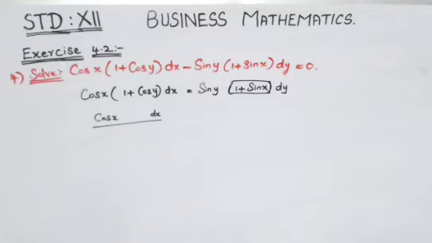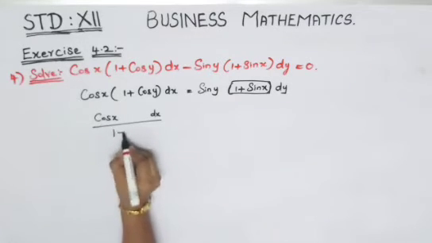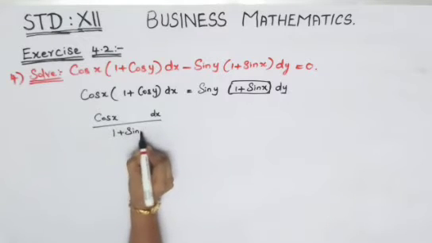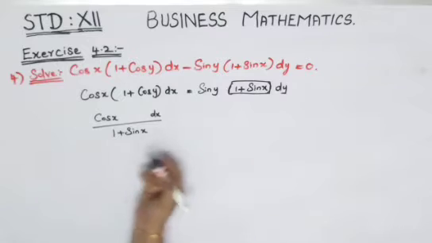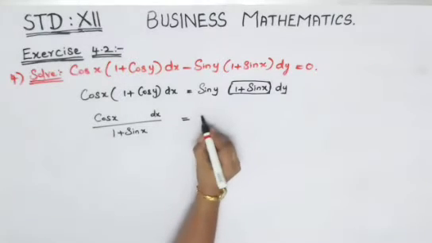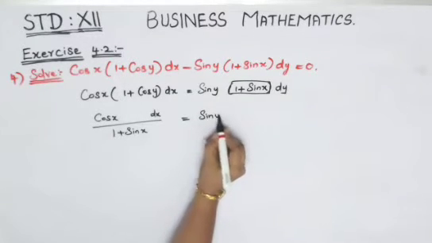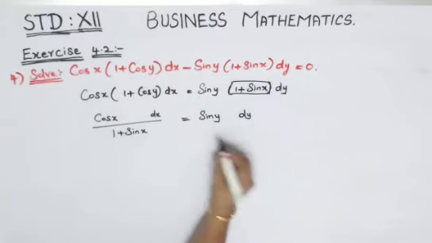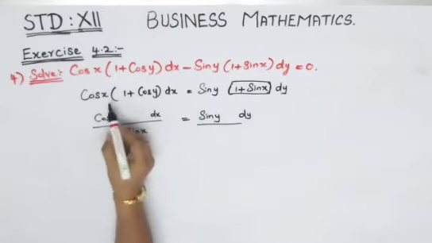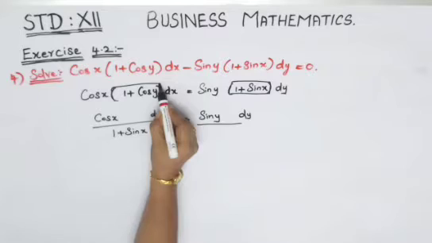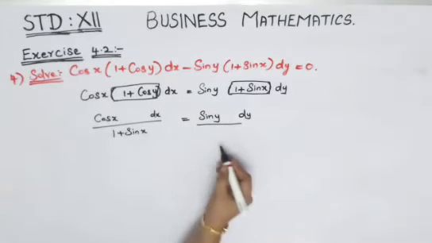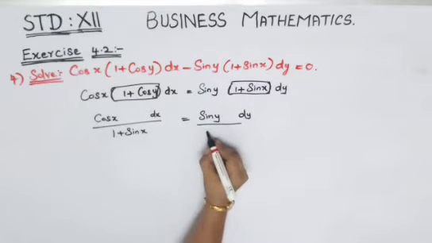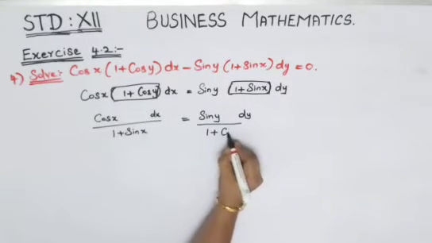Just bring it towards your left hand side. So you'll have 1 + sin x in the denominator, because it is here in the numerator, it will come to the denominator. That is equal to sin y dy, divided by this 1 + cos y, which is here on your left hand side. Take it towards your right hand side. Here it is in multiplication, when you are taking it towards your right hand side, it will come to division. So 1 + cos y.